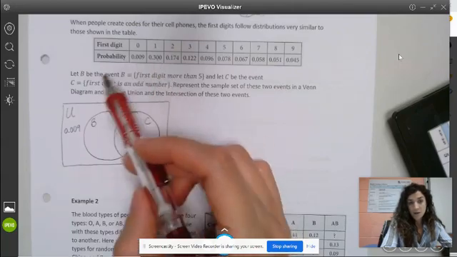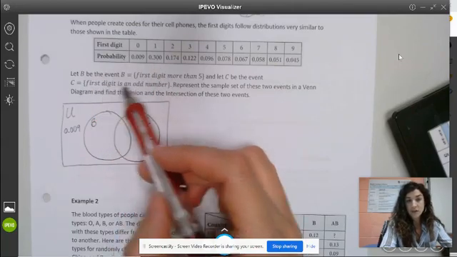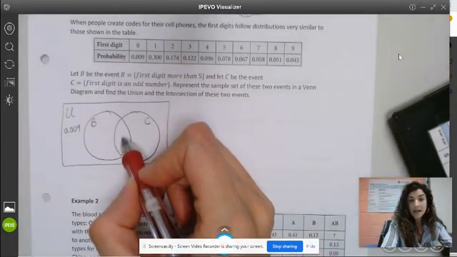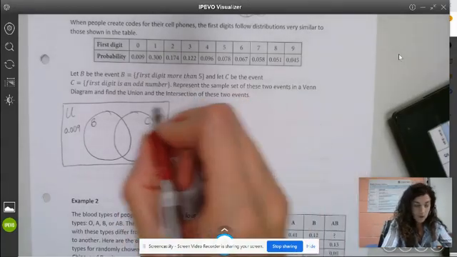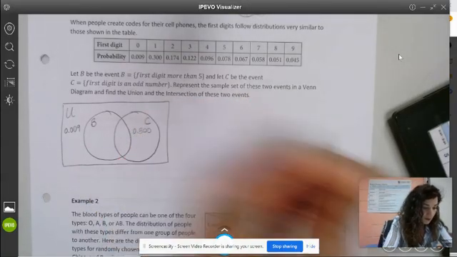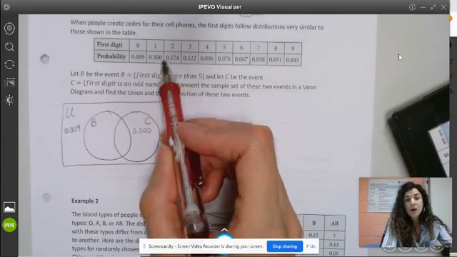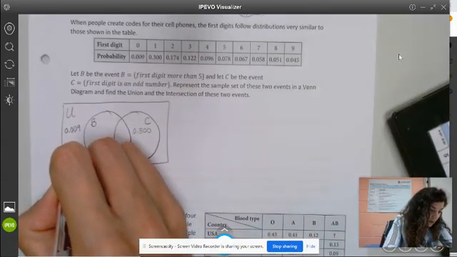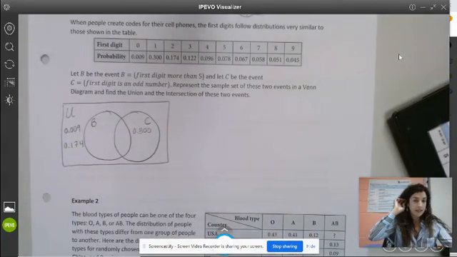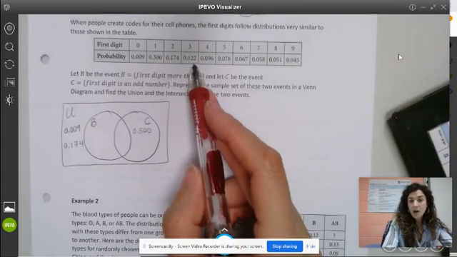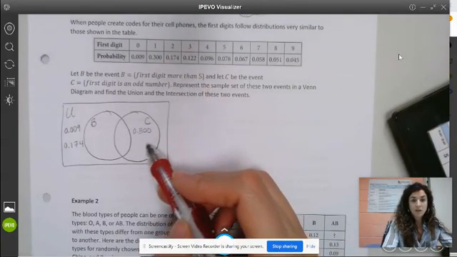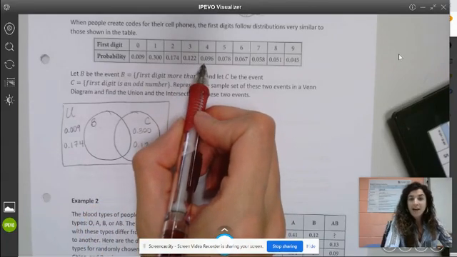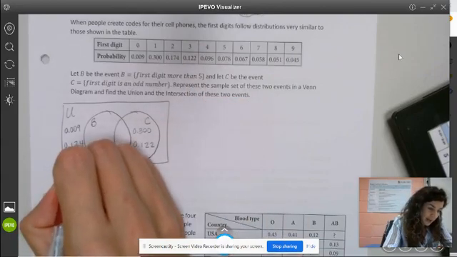Versus 1 is an odd number, so it satisfies C, event C, which is first digit is an odd number. So the probability of 1 can go into C. It cannot go in the middle because it's not more than 5. So this would be 0.300. 2 is not more than 5 and is not an odd number, so then that probability also goes outside in that rectangle area. 3 is an odd number but is not more than 5, so it goes here, 0.122. 4 is not more than 5 and it is not an odd number, so it goes outside.